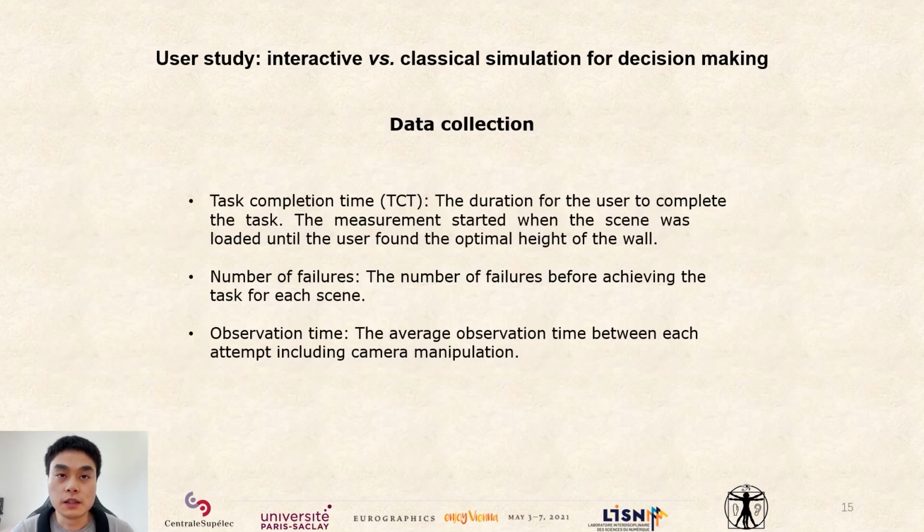The data collected during the experiment are task completion time, number of failures, which means how many attempts the user has made to achieve the task, and observation time, which means how long the user observed the result between each attempt.